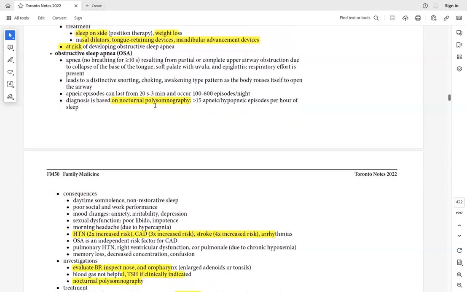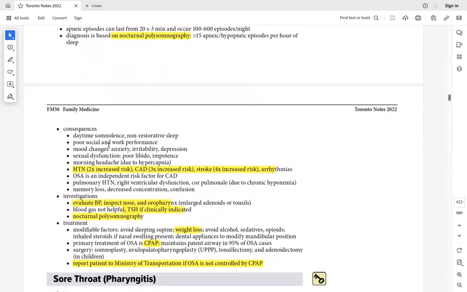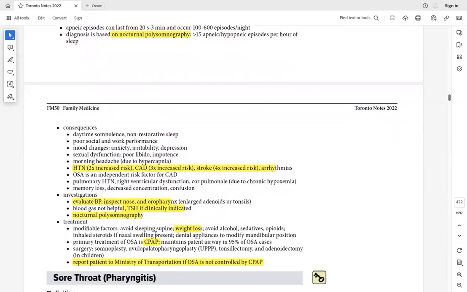What is the diagnosis based on? Nocturnal polysomnography: more than 15 apneic or hypopneic episodes per hour of sleep. If they're asking what is the diagnostic test, then we have to write nocturnal polysomnography. Then what is the treatment for this? The treatment is weight loss and CPAP, continuous positive airway pressure. If they're asking what is the primary treatment in a patient with obstructive sleep apnea, then the primary treatment is CPAP, continuous positive airway pressure. We have to write that.